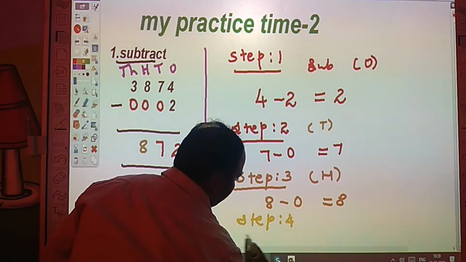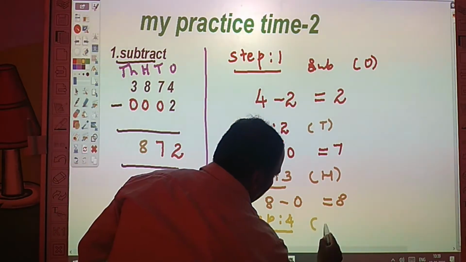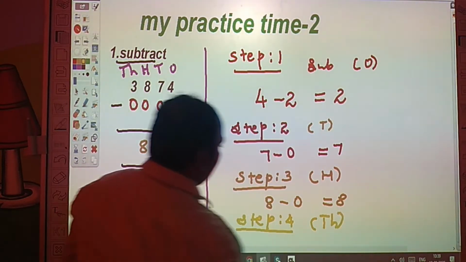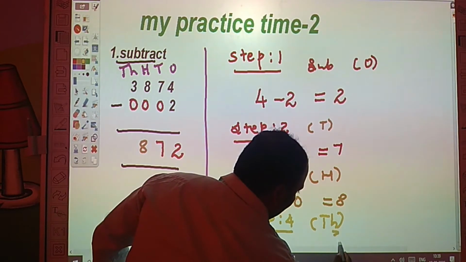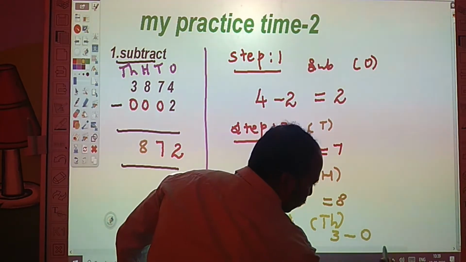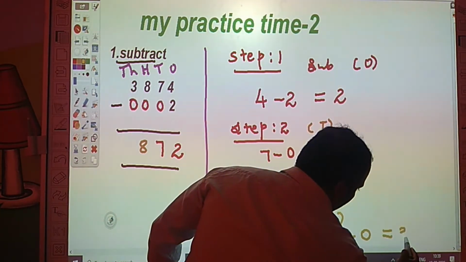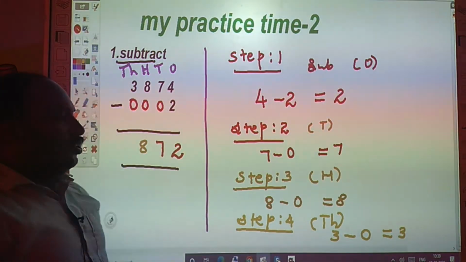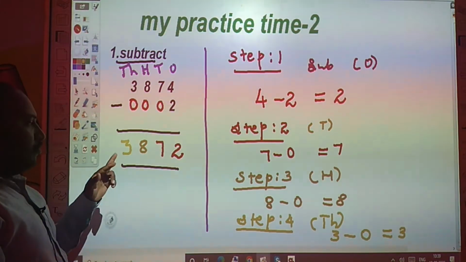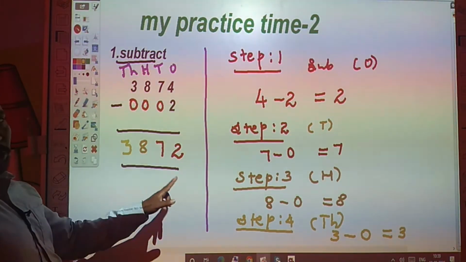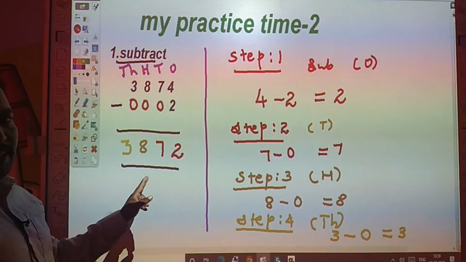Step 4. Thousand place. Here the thousand place is 3 minus 0. 3 minus 0 is equal to 3. So our answer is 3872.